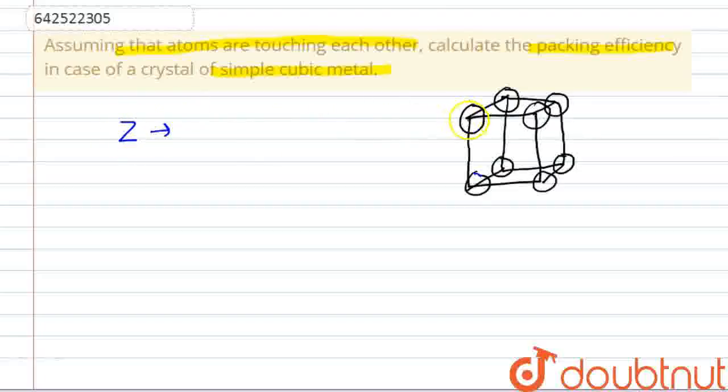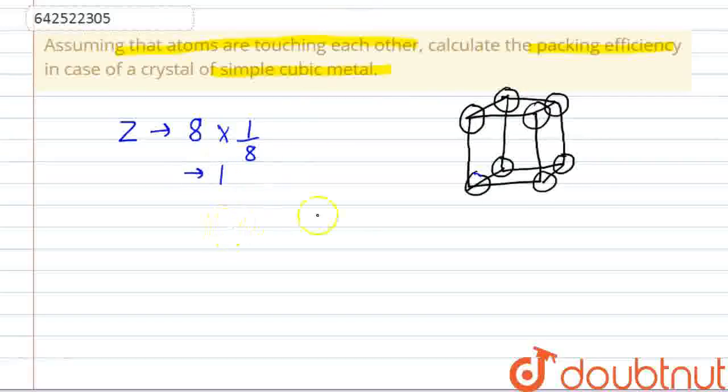Now what is the number of atoms per unit cell? We know that there are 8 atoms associated with the corners. So we will write 8 into the contribution of each atom. The contribution of each atom at the corner is 1 by 8. We have to remember this, it is 1 by 8. So the value of Z comes here as 1.